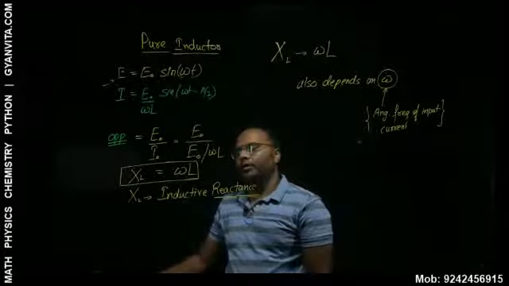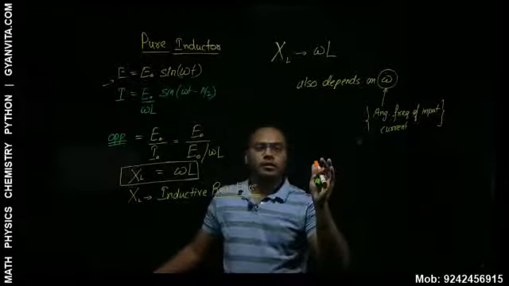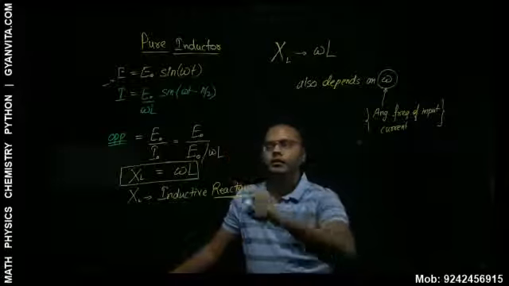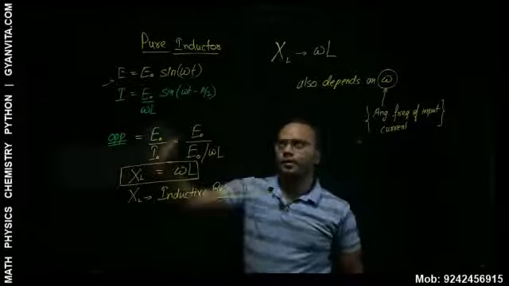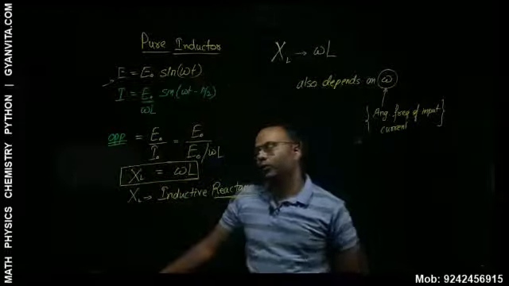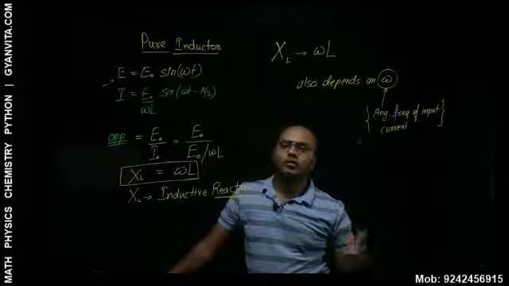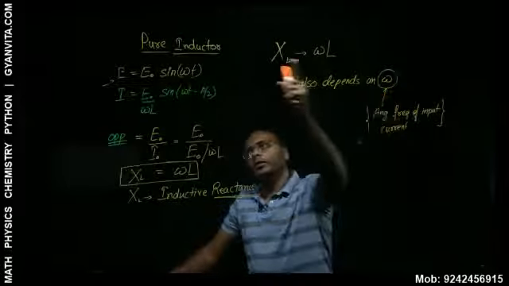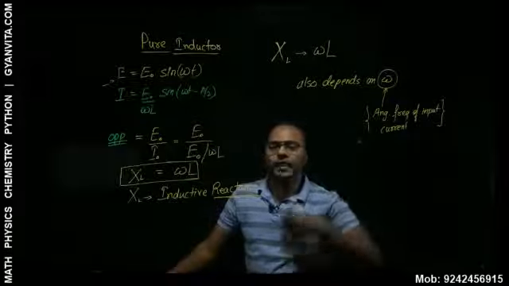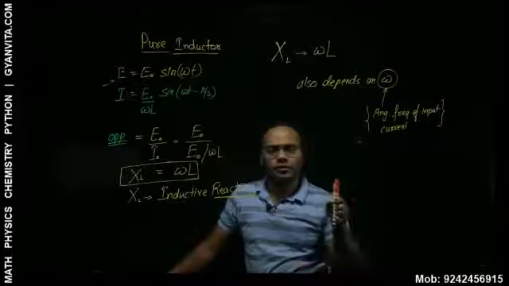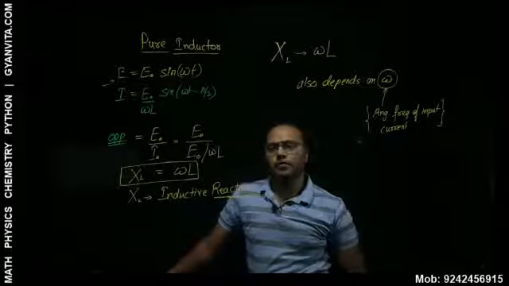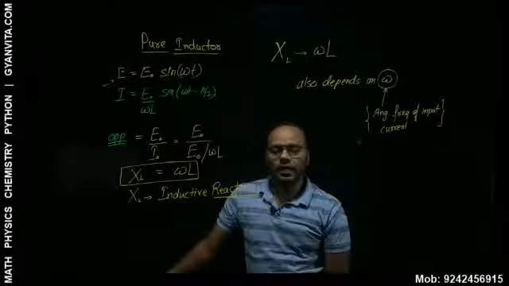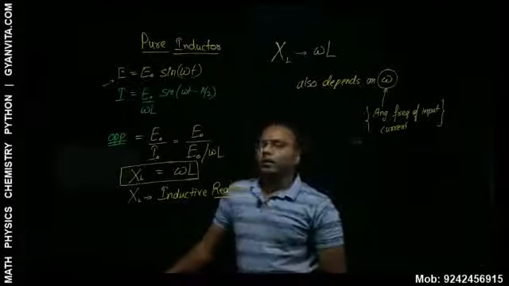Actually, saying input current would be wrong, because current is decided by this inductor. Based on the opposition it offers, current changes, and the opposition offered changes based on omega, which is the angular frequency of the input EMF. So it reacts to that frequency. You change the frequency, XL will also change. That's why it is called reactance, and because it is due to the inductor, it is called inductive reactance. So it is not constant.